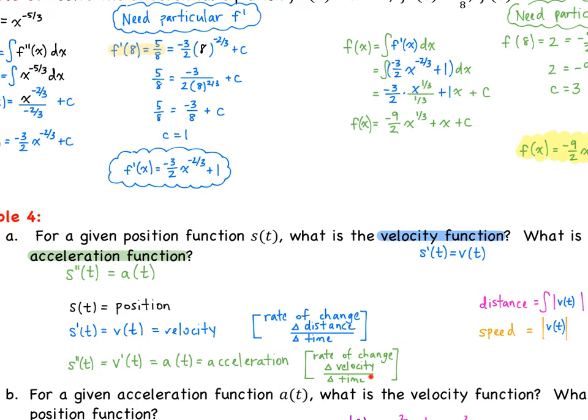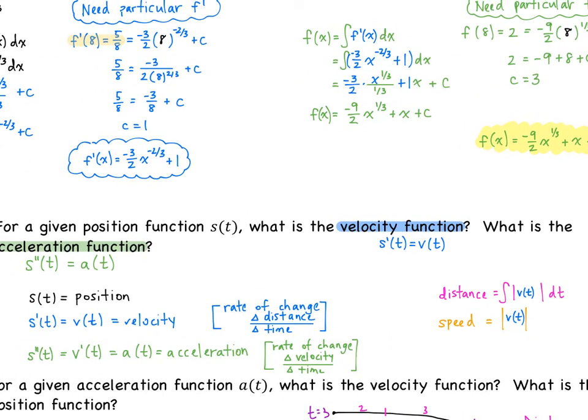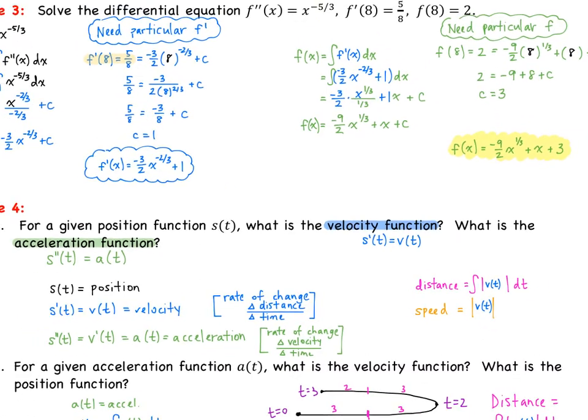Another key piece that you should make sure you jot down is that we often talk about distance and speed as well. So distance is the integral of the absolute value of velocity, and speed is simply the absolute value of velocity. Like I said, these are very key pieces that come up an awful lot moving forward.